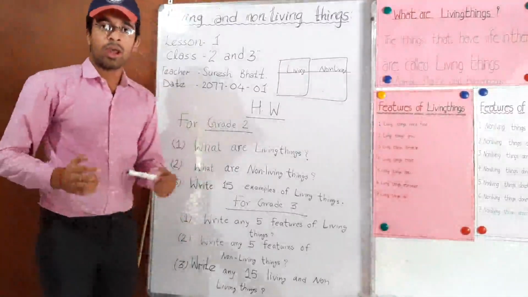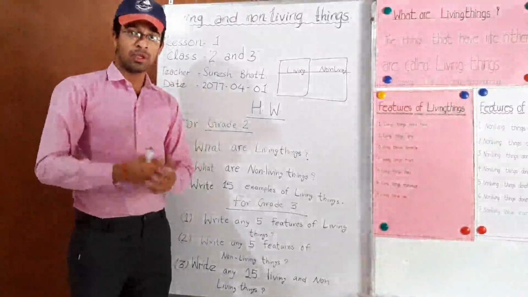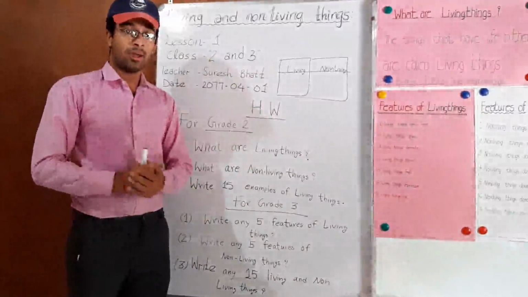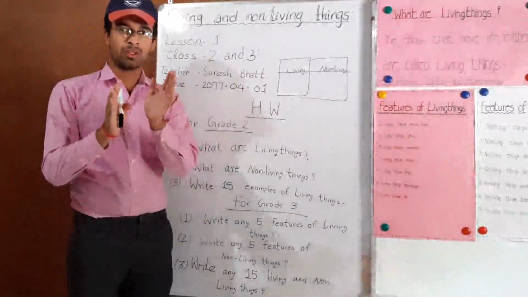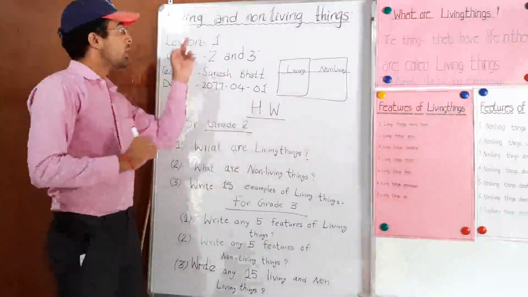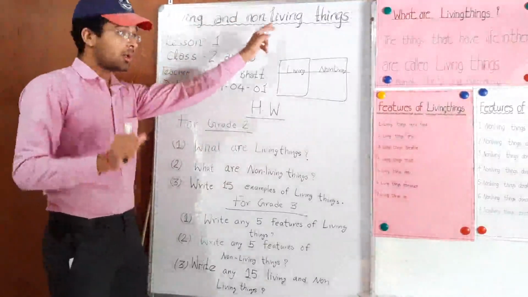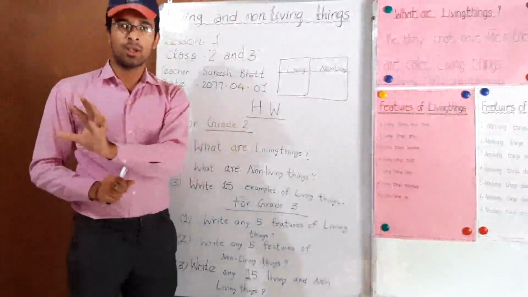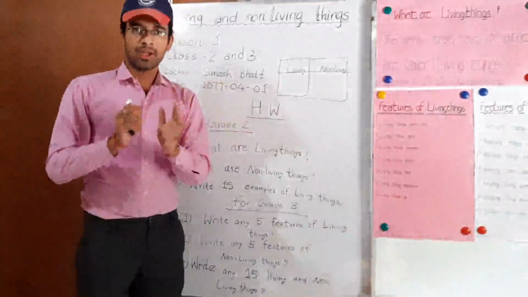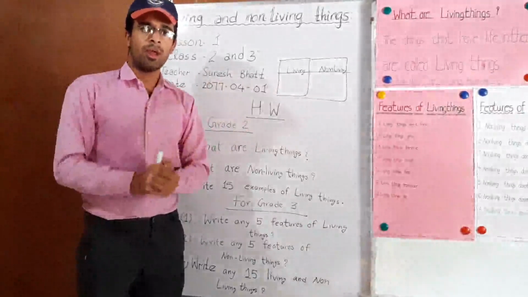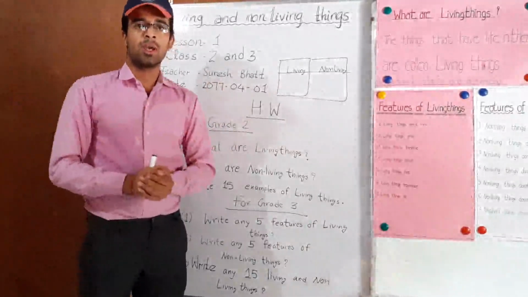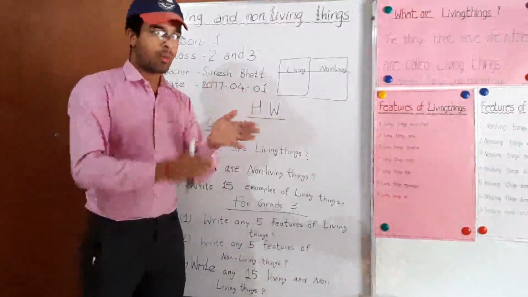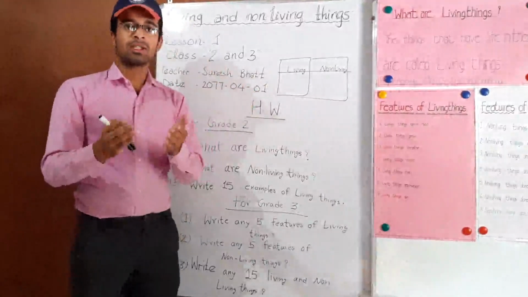Now we are at the end of the video. I hope students you learned so many things in this video, and I will summarize this video once again. Here we learned about the definition of living and non-living things, their features, and some examples of living and non-living things. I hope you understand correctly. If you have any doubt or problem, you can consult your parents, your elder brothers or sisters. If no one knows about this topic, you can consult your class teacher.